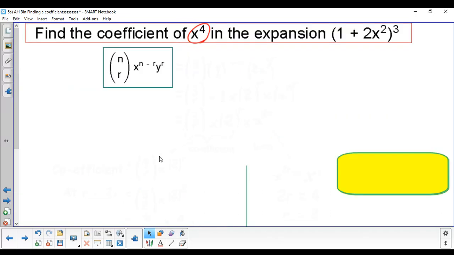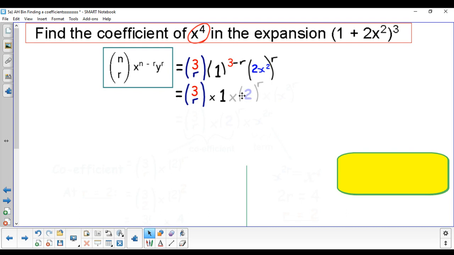Let's do it again. So if it's finding x to the 4 in (1 plus 2x squared) cubed, so it's to the power of 3. So 3 choose r, the first part's 1, and then we have 2x squared all in the bracket. We need to start moving this around, so that'll be times 1. Pull out the 2, and then the x squared. That is just 1, so I'm taking the 1 away, but I'm going to have the 2 to the r beside it, and then write that as x to the 2r.